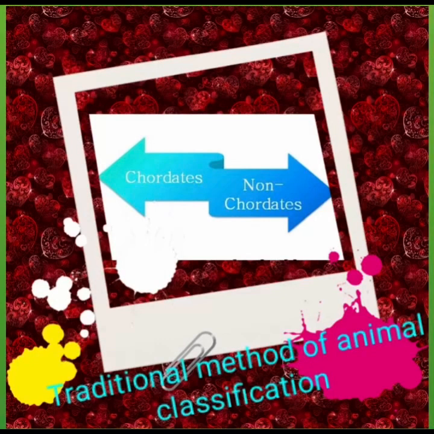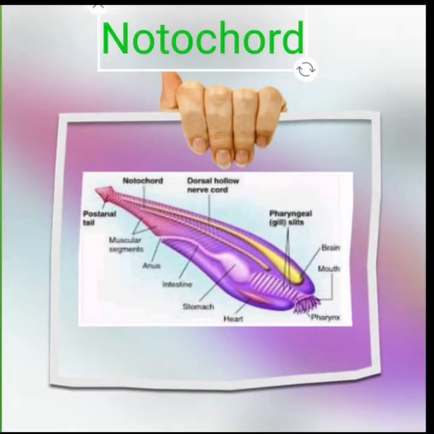Traditionally, depending upon the presence or absence of the notochord, the animal kingdom has been divided into two groups, non-chordates and chordates. You have just heard the word notochord. Now let us see what a notochord is. A notochord is a long rod-like supporting structure present on the dorsal side of an animal body. It keeps the nerve tissue isolated from the remaining body.